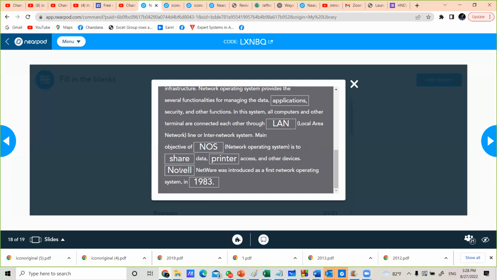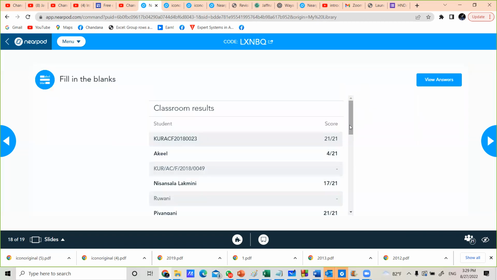Novell network. Novell is the first network operating system. Novell network was introduced as the first network operating system in 1983. That's the year the Novell system was introduced. Right, that should be the answer. Those were the answers for our fill in the blank activity. Then one more activity, after that I'm going to stop today's session.